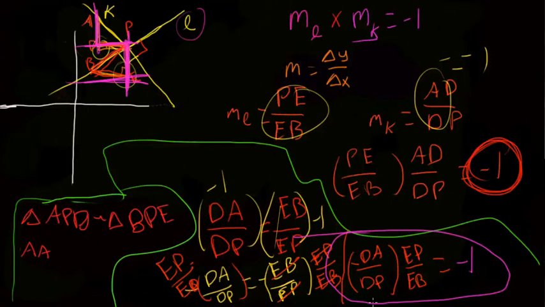And I think in the next video I'll go through a proof of the inverse, how to prove that lines with negative reciprocal slopes are perpendicular to each other. And I'll see you in the next video.